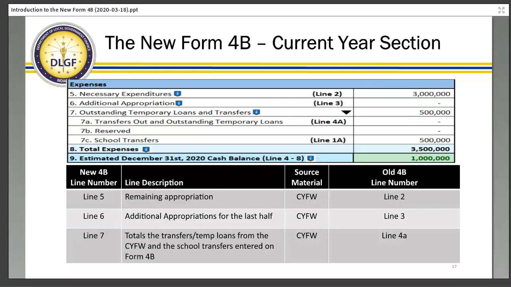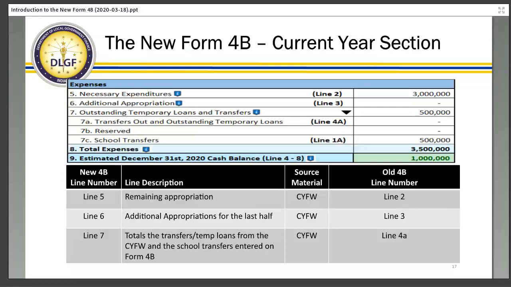The source material is going to continue to be the current year financial. If a unit has any additional appropriations, this is where we're going to log it. Line 7 is going to be the sums of line 7A, 7B, and 7C, and let's take a look at those in a little bit more detail.